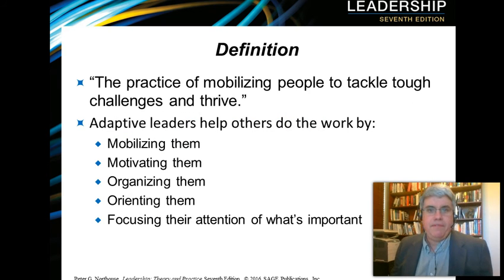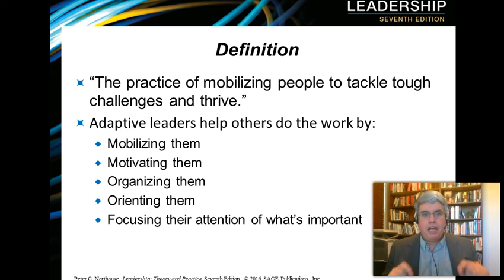So a definition of adaptive leadership can be the practice of mobilizing people to tackle tough challenges and to thrive. So the adaptive leaders help other people do the work, and they do it by mobilizing them, motivating them, organizing them, orienting them, giving them all that they need to solve the problems and do the work that they need to do, all the time while focusing the workers' attention on what's important.